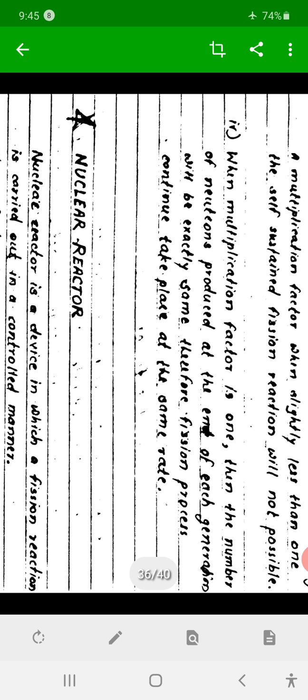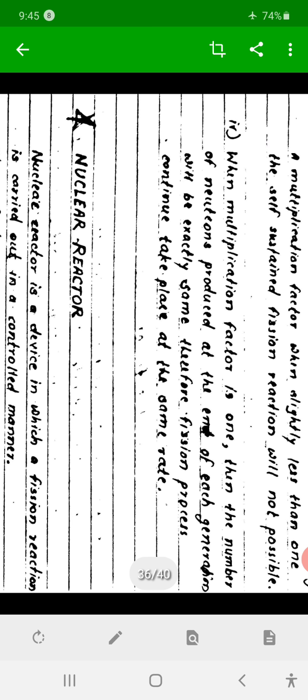When K is 1, the number of neutrons produced at the end of each generation will be exactly the same in each generation. The neutron number is the same, therefore the fission process continuously takes place at the same rate. If K is 1, fission reaction is continuous.